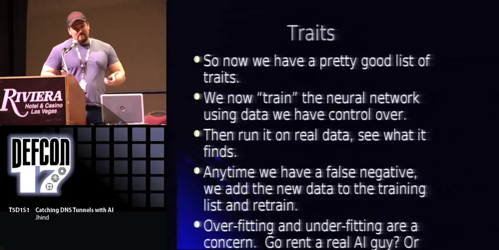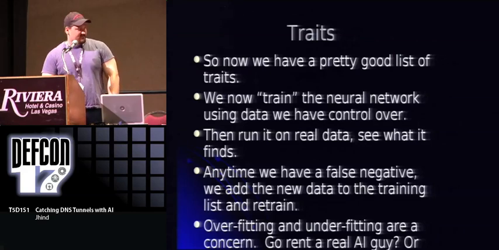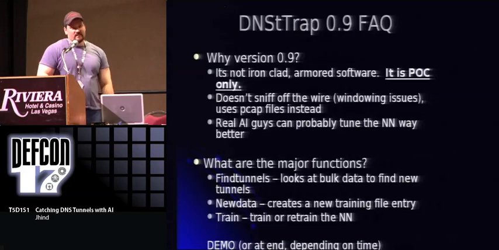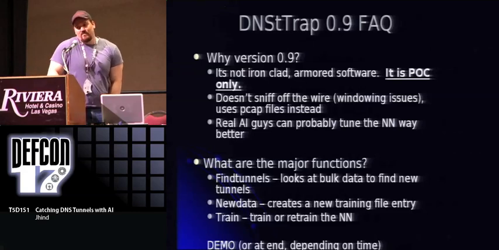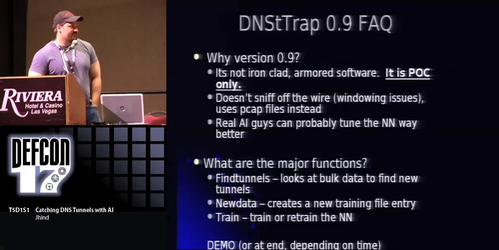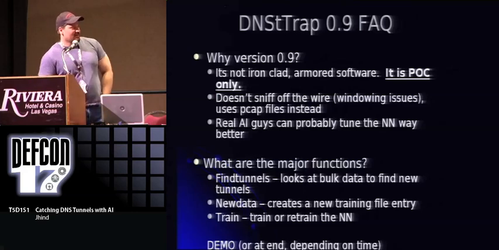And so when you do that, you just have to eat some false positives. That's just until a better AI guy comes along, which there's lots of them out there. We're just going to eat false positives. Okay, so here's the tool. DNS Tunnel Trap 0.9. It is proof of concept only, so don't email me and tell me how it didn't save your enterprise or whatever.